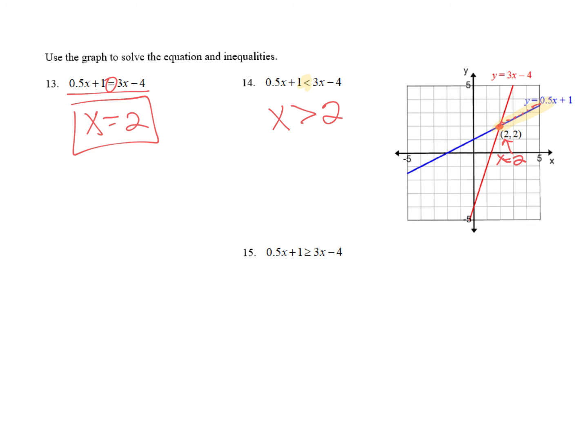Okay, same idea, only this time we're doing the greater than or equal to. Well, where is 1/2 x plus 1 greater than 3x minus 4? Well, it's above to the left. See, it's above to the left. So that means when I answer that question, I'm going to say that x is less than or equal to that value of their intersection, which is 2.